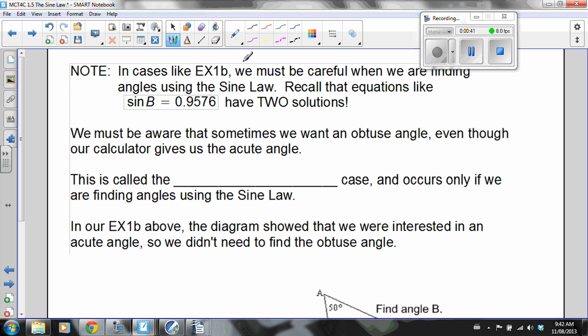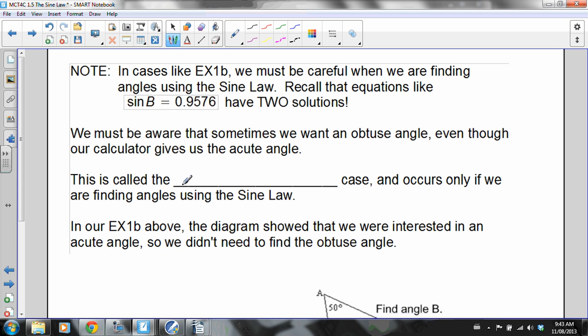In cases like the example we just saw, we must be careful when we're finding angles using the sine law. Recall that equations like that have two solutions, one in the first quadrant and one in the second quadrant. That's where the sine is positive using the CAST rule. We must be aware that sometimes we want an obtuse angle, even though our calculator gives us the acute angle. The calculator will just about always give us the acute angle, the reference angle. We've been talking about that all unit.